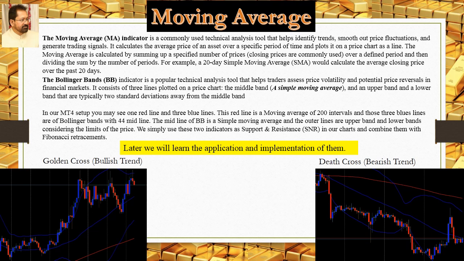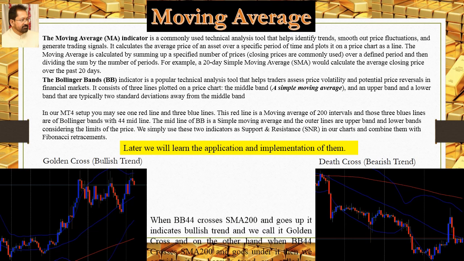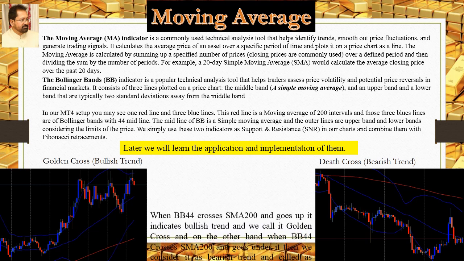Later we will learn the application and implementation of them. So let's stick to simple definitions here. When BB44 crosses SMA 200 and goes up, it indicates a bullish trend and we call it golden cross. And on the other hand, when BB44 crosses SMA 200 and goes under it, then we consider it as a bearish trend and call it death cross.